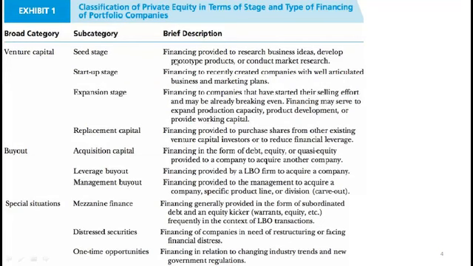Okay, this is taking off from where I just left off. Exhibit 1 tells us about the major categories of private equity firms, and as mentioned earlier, the two major categories that you need to be aware of are VC and buyout. Does this look familiar from level 1? So in level 1, what we are talking about here is these subcategories.